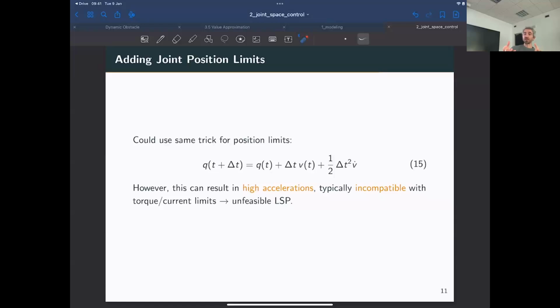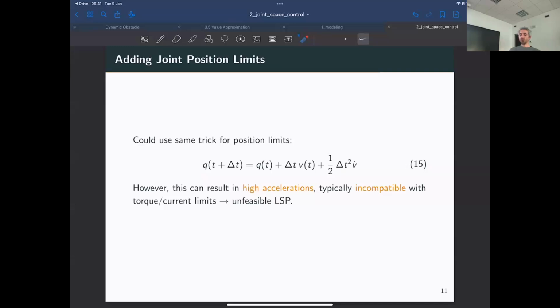The issue is that this is not going to work very well in practice. The reason is that it's going to allow you to get very close to your joint position limits. And then when you're just about to hit the limit, it's going to ask you to decelerate super fast. So this works if you have an infinite acceleration capability, which you don't in practice.